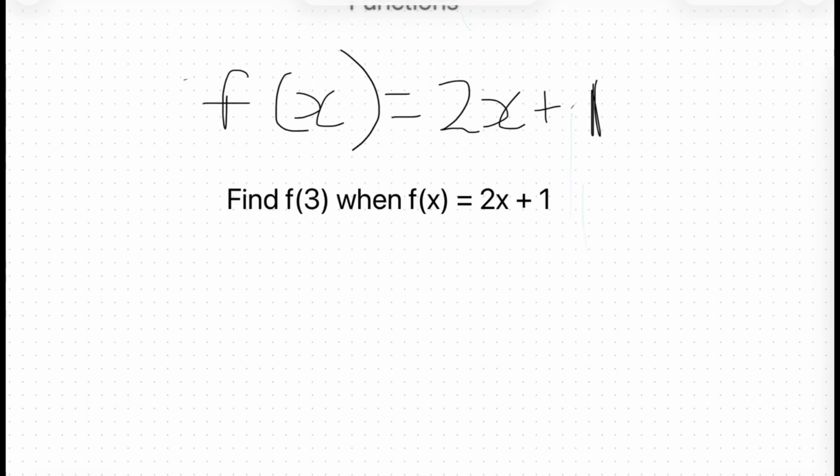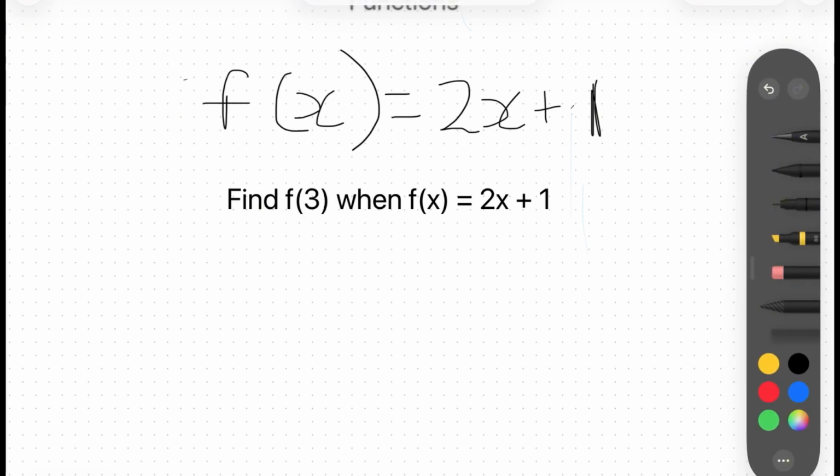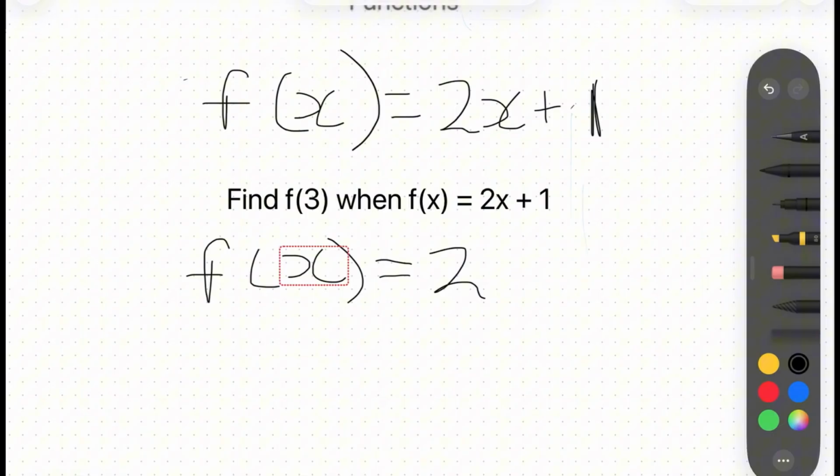So function questions are normally like this. Now, find f(3) when f(x) equals 2x plus 1. What does this equation mean? So what we're trying to find is the function of f(x) to get an output. To avoid confusion, it's better to rewrite the equation.